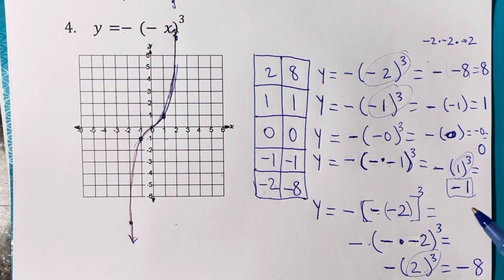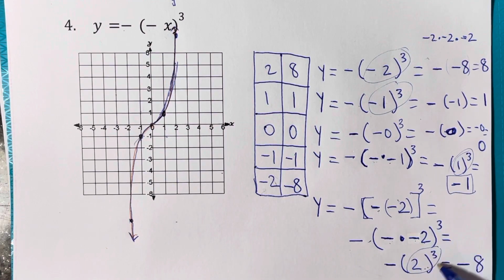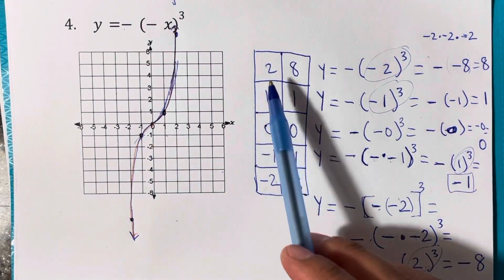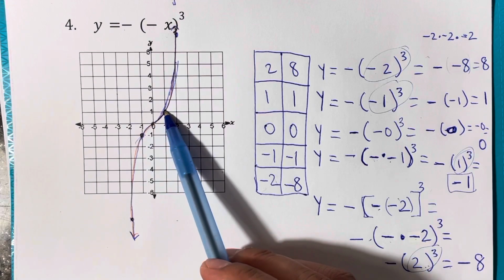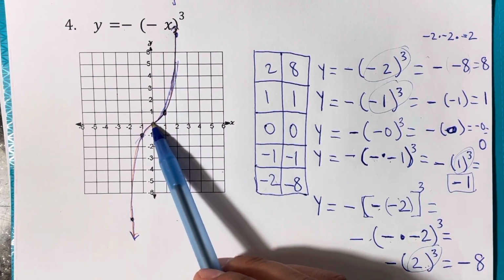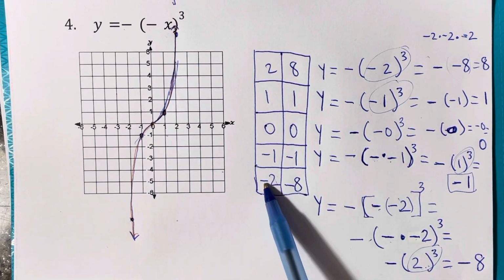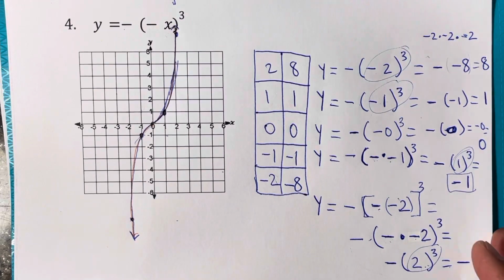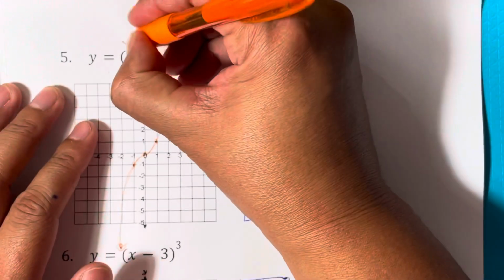Okay, so depending on what you want to do, you can use the brackets or the little dots, or you can just use parentheses. And so (2, 8) is right there. (1, 1) is right there. (0, 0) is right here. Negative 1, negative 1. Negative 2, negative 8. So same thing. Okay, so number 5 is horizontal compression.